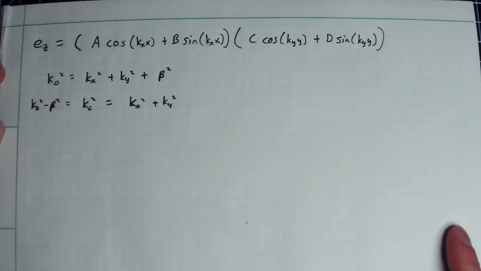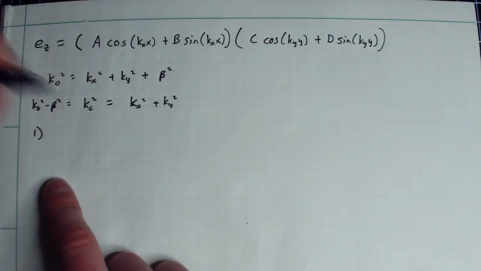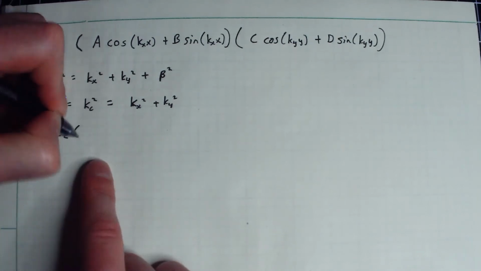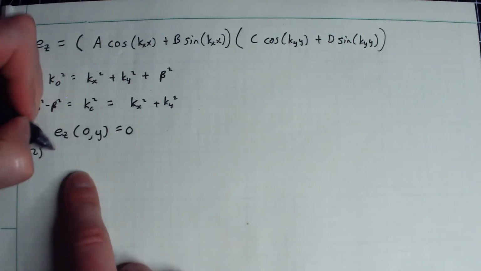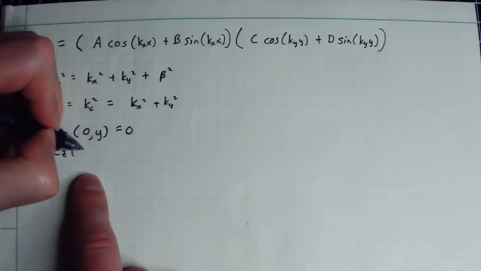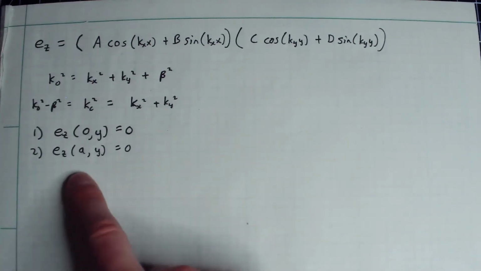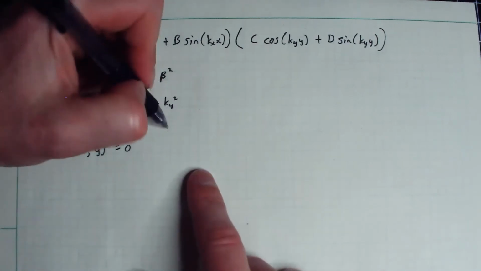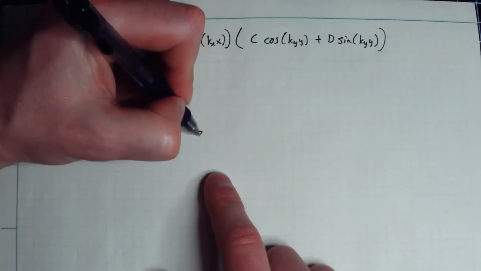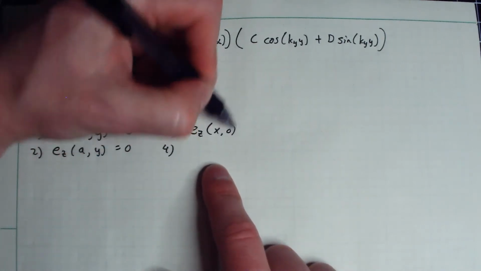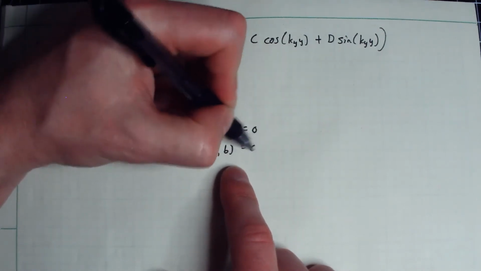All we have to do now is apply boundary conditions, which in this case is actually very straightforward. We have the following boundary conditions: E_z at 0, y is equal to 0. E_z of a, y is equal to 0. So remember, this is just our tangential electric field must be 0, and we're just repeating it at the four edges of my waveguide. So E_z of x, 0 is equal to 0, and E_z of x, b is equal to 0.